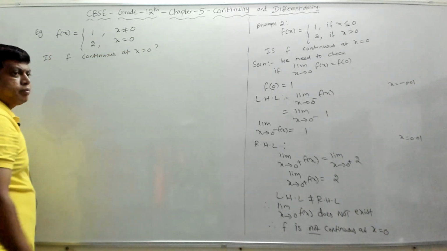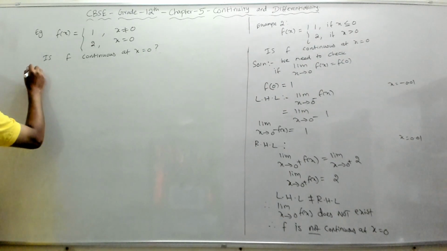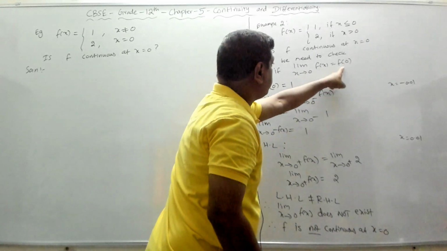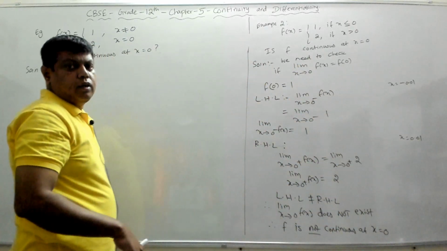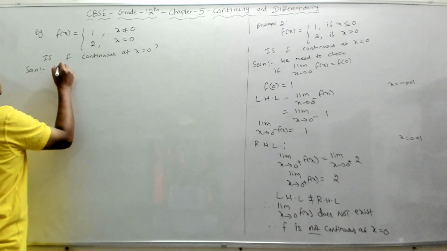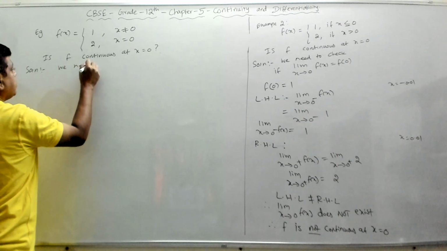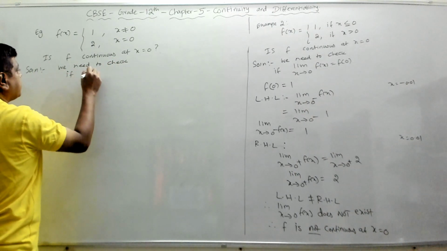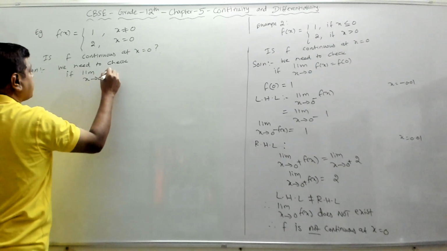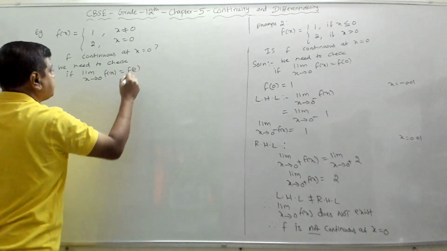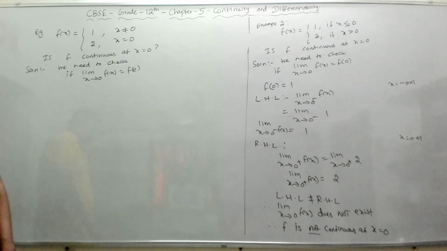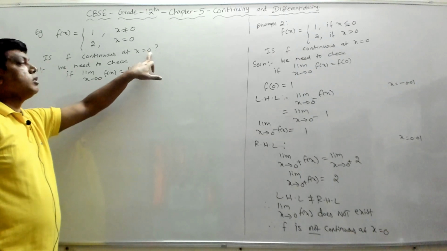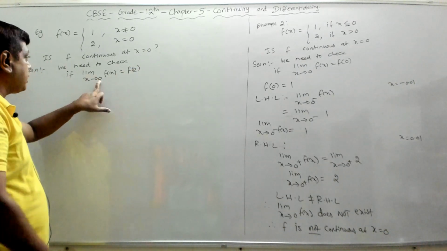That's the question. Now the solution: similar to before, we need to check if limit x goes to 0, f of x equals f of 0. If this is true, then it is continuous. If not, it's not continuous. So we need to check if limit x goes to 0, f of x equals f of 0. If this is true, then we can say f is continuous at the point x equal to 0. Whatever 0 you have to put here, put it here as well.